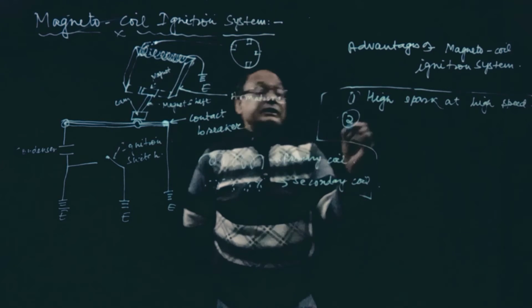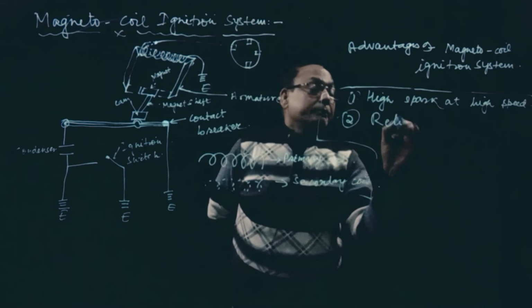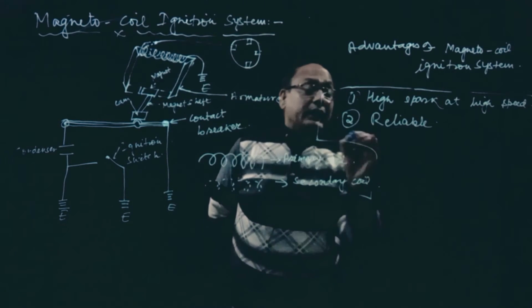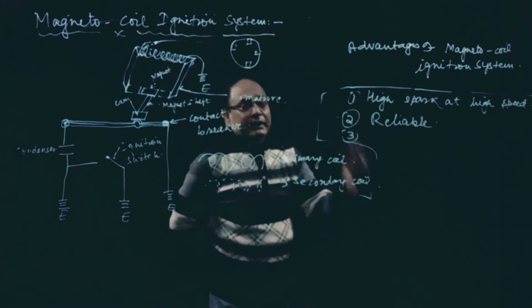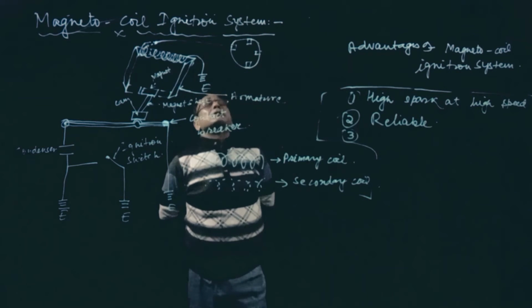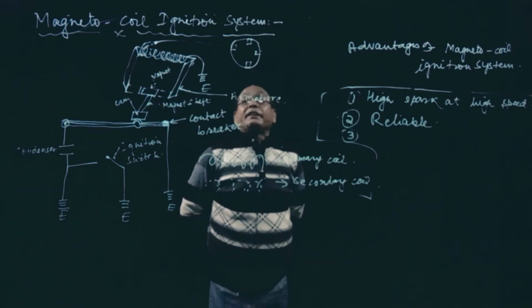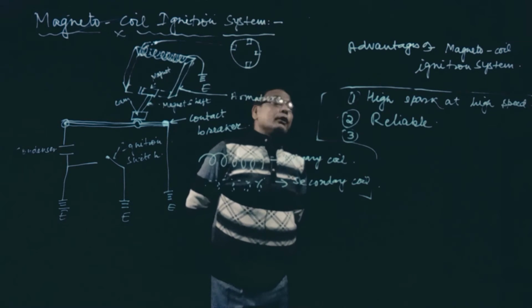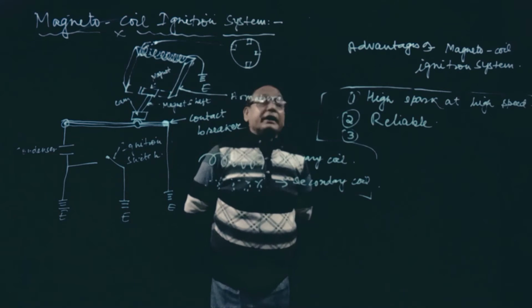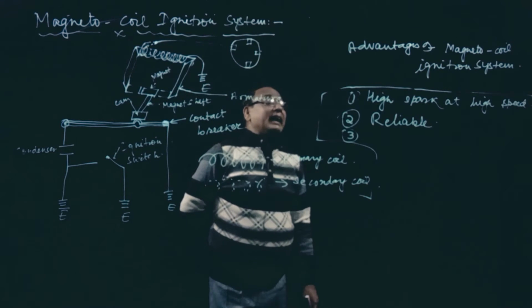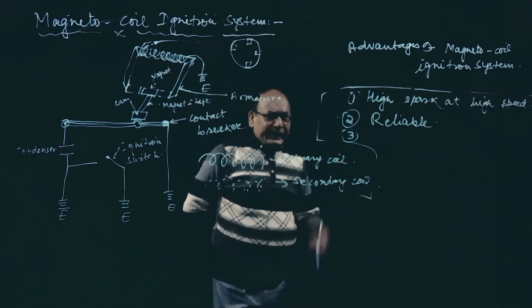This system is more reliable, not like battery coil. When the battery is discharged, we cannot ignite the fuel; that was the problem in the battery coil. This problem is overcome in this magneto coil. So high spark at high speed, and reliable also.